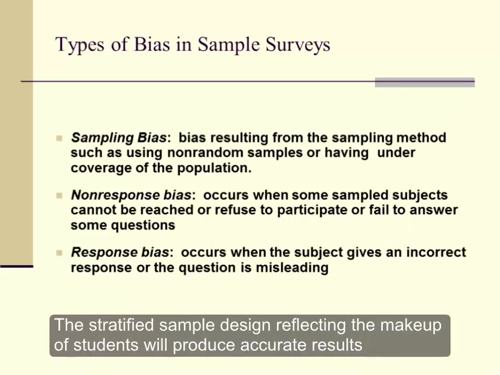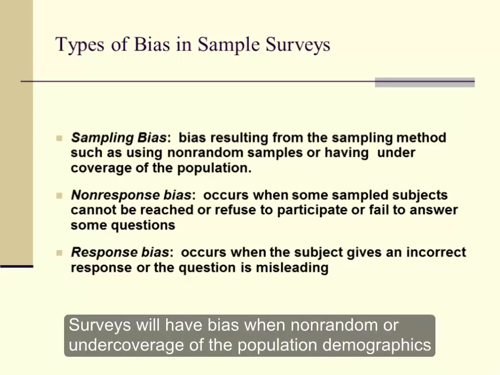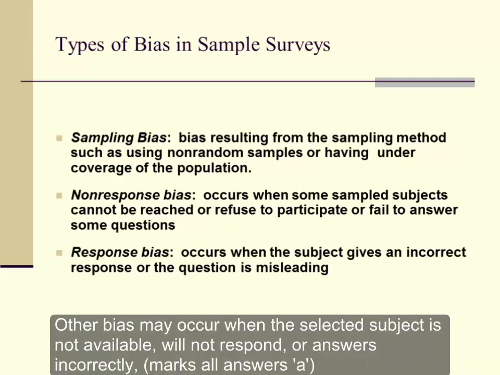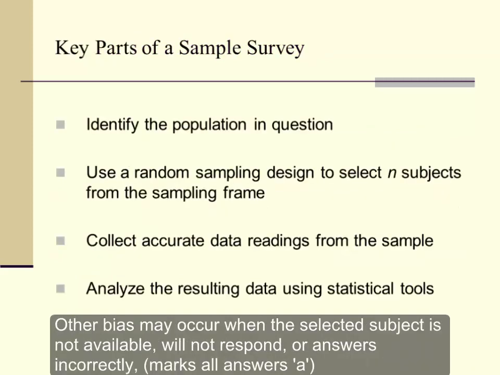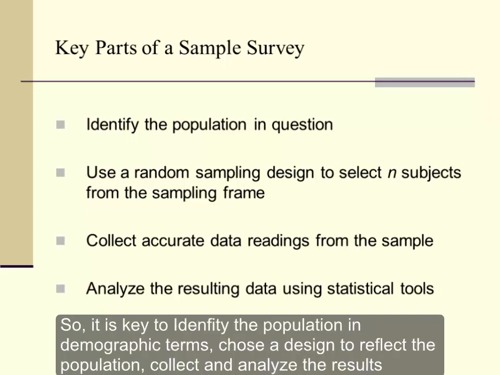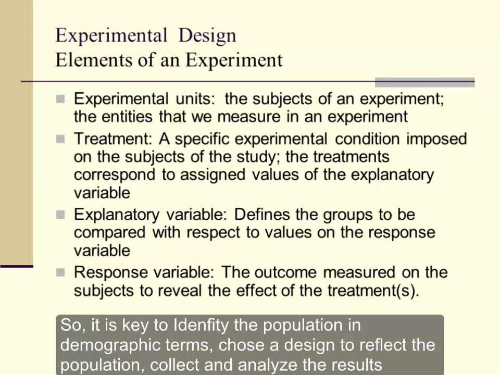Again, there's bias in random samples. One is sampling bias. If you do non-random sampling, like convenience sampling, that's a sampling bias. Another is non-response: the subjects may or may not give you an answer. Again, you must identify the population in question, use the random sampling design to select the subjects, and collect accurate readings. And then you analyze the resulting data using statistical tests.